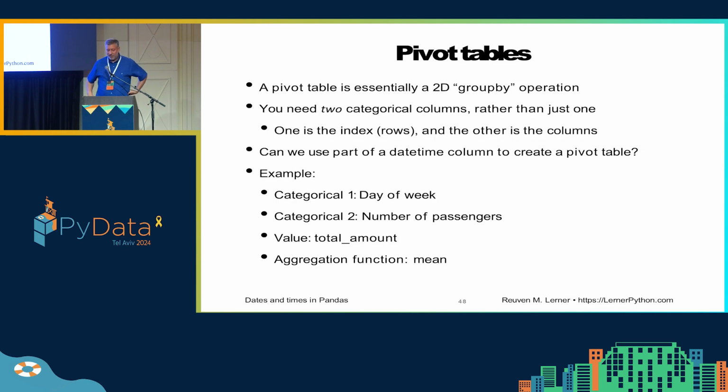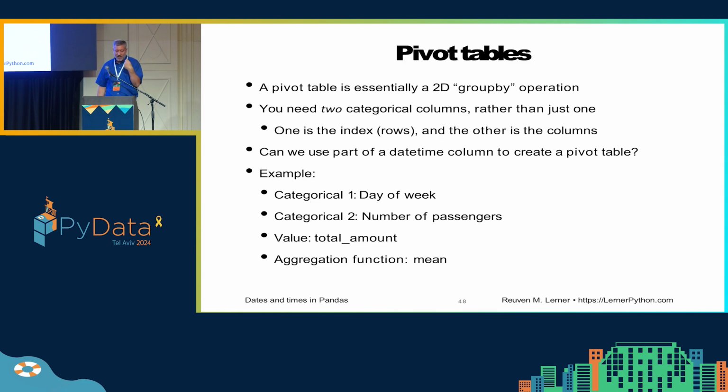What about pivot tables? Right? A pivot table is basically a 2D groupby operation. You need two categorical columns, not just one. One of them will be the categories we use on the index, and the other one will be on the columns. Now, can we use a datetime for a pivot table? Of course, because it's just a groupby.